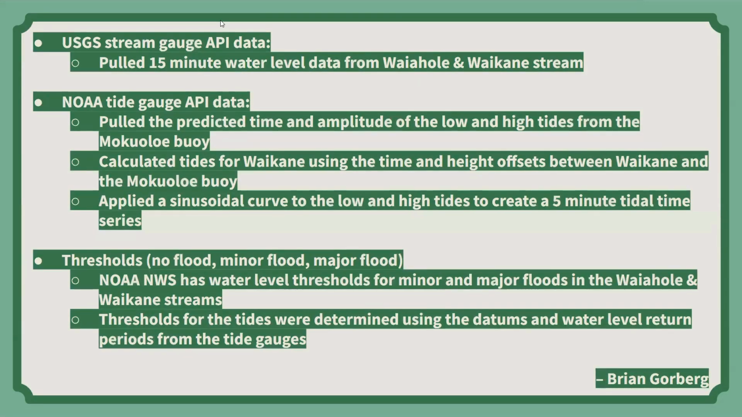According to Brian, our personal supervisor, we use the USGS Stream Gauge API data to pull 15-minute water level data from the Waikane and Waiahole stream. Then we use NOAA Tide Gauge API data to pull low and high tides from the Moku'oloi buoy, and then we calculated them for Waikane. We created a sinusoidal curve so that it would look like a wave and predict the upcoming low and high tides. For the thresholds, we grabbed that from NOAA, and then we translated it specifically for the Waiahole stream, Waikane stream, and the tides.